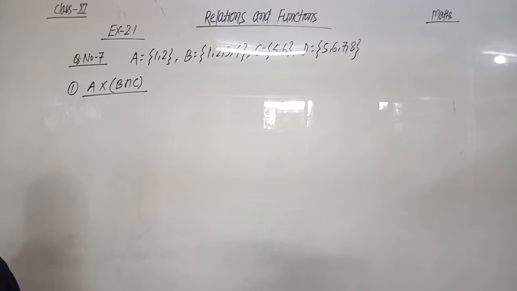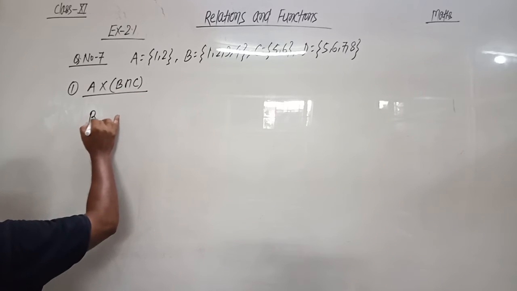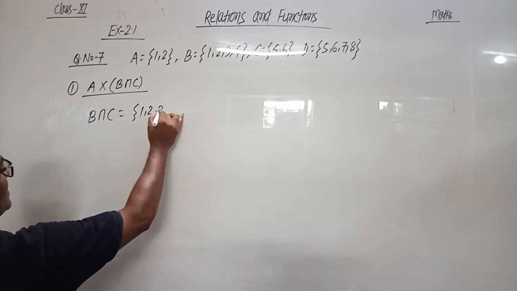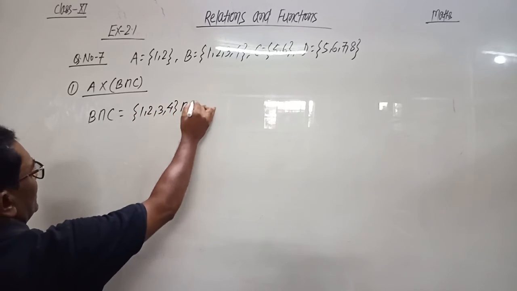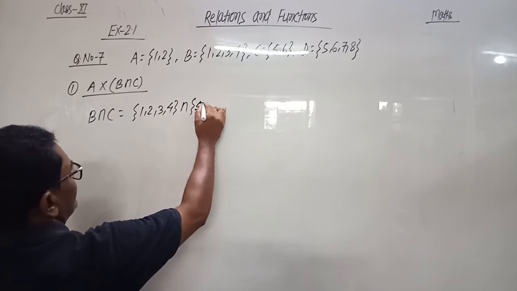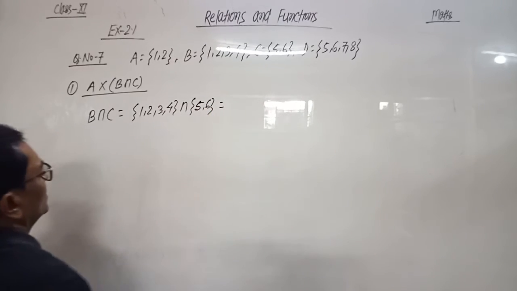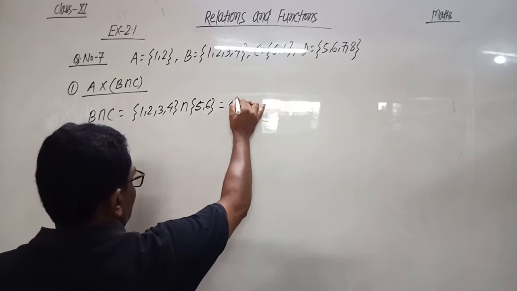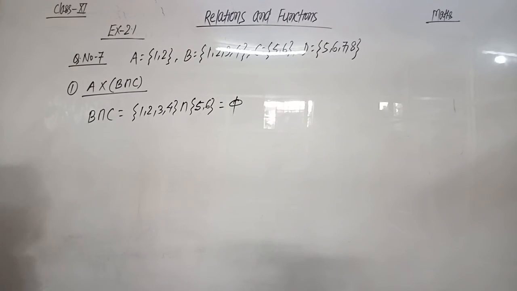Firstly we solve the bracket. We find B cross C. B intersection C means write the elements of set B, which is 1, 2, 3, 4, intersection the elements of set C, 5, 6. So nothing is common among them. So we write B intersection C equals empty set.